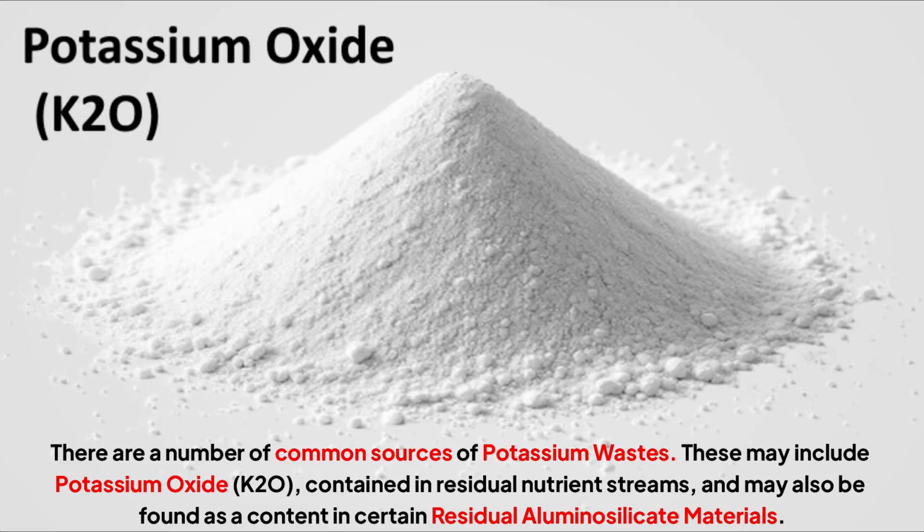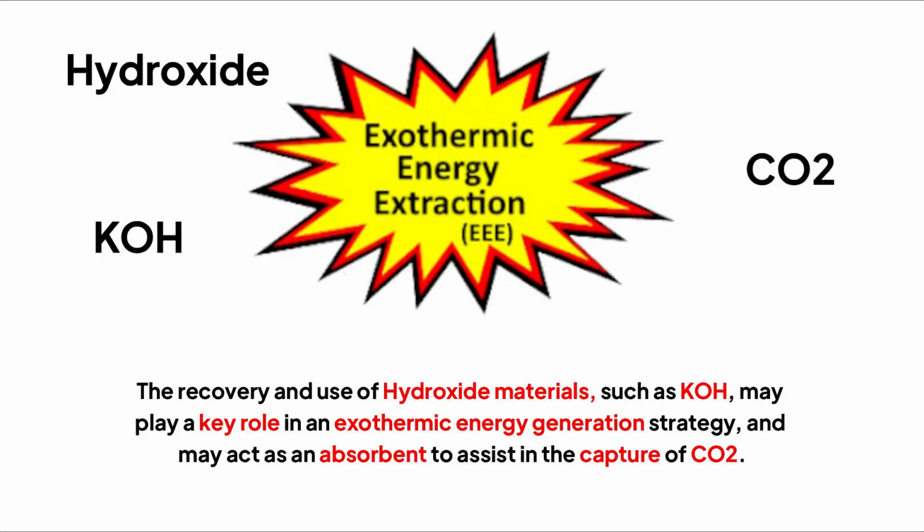Potassium waste. There are a number of common sources of potassium wastes. These may include potassium oxide, K2O, contained in residual nutrient streams, and may also be found as a content in certain residual aluminosilicate materials. The recovery and use of hydroxide materials, such as KOH, may play a key role in an exothermic energy generation strategy, and may act as an absorbent to assist in the capture of CO2.